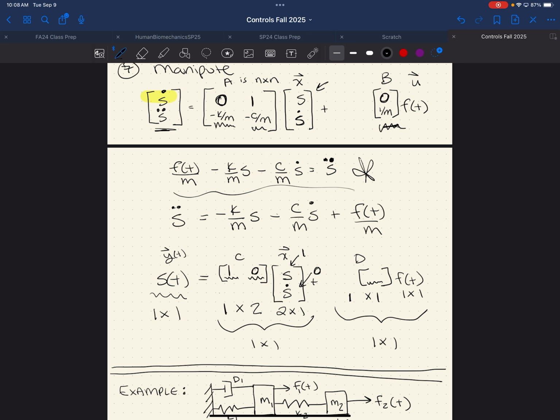What about D? What should D be? 0. Do I have any F of T contained in S of T? No, the C times X takes care of it. I have S of T equals S of T, so this is just 0.